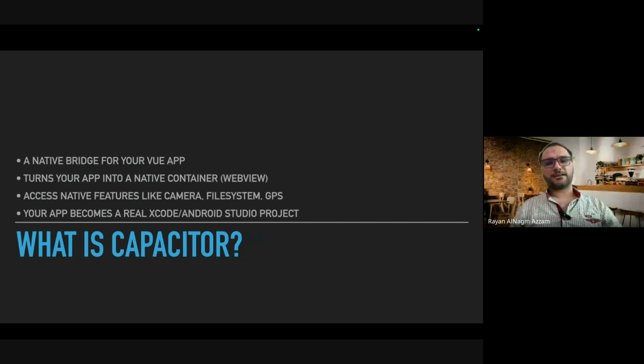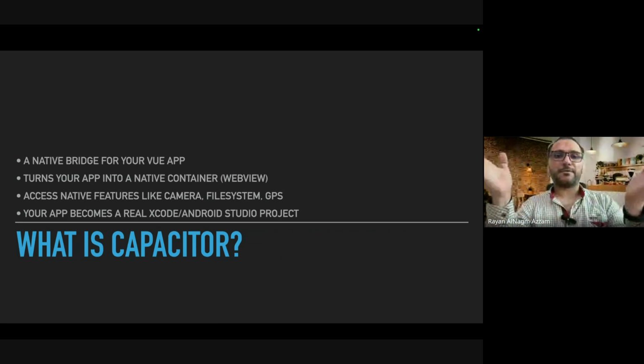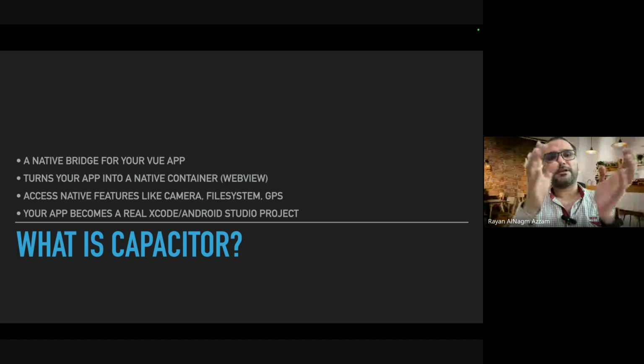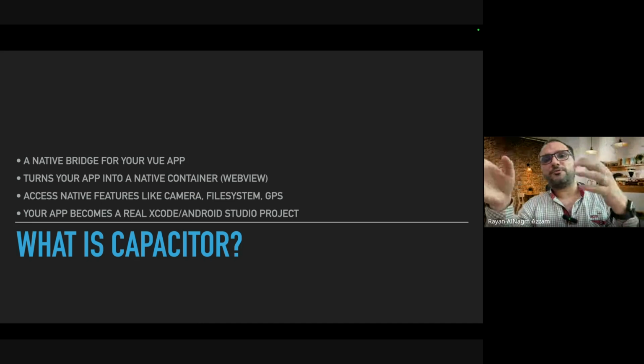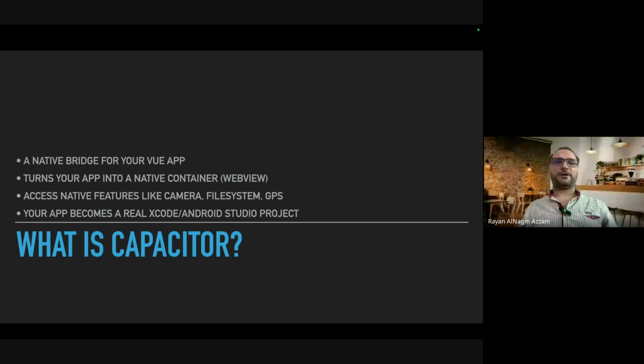So the second thing we're going to talk about is Capacitor. Capacitor is the mind. It's the bridge between your UI, your logic, your web, and the native behavior. So if you want to interact with the camera of the mobile, you have to click a button in your UI, and then you have to make the camera work.